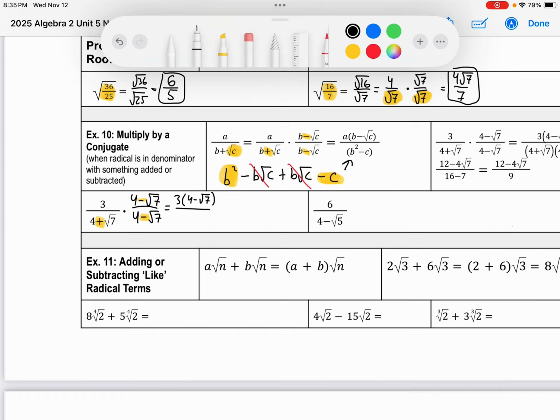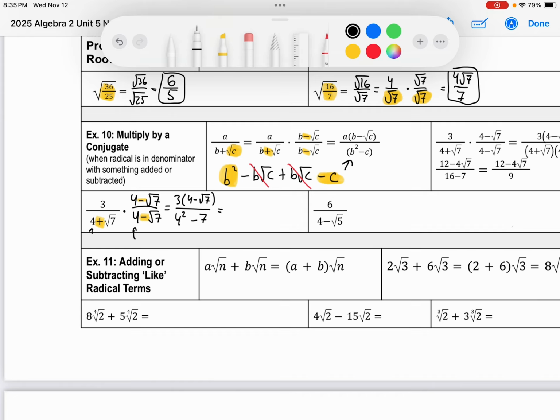over b squared, where this is going to be the b, so 4 squared minus 7. Because the square root of 7 times the minus square root of 7 will give me minus 7. Again, if you want to see more of that, I'm happy to show you. We just don't have the space on this paper to do it.